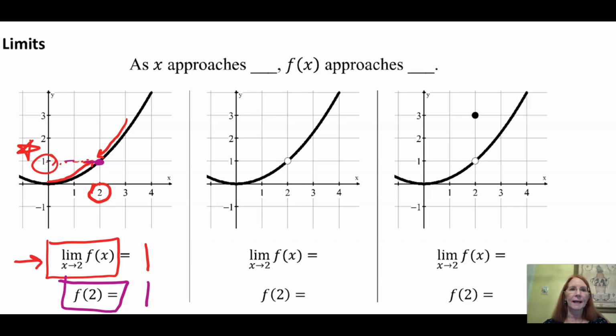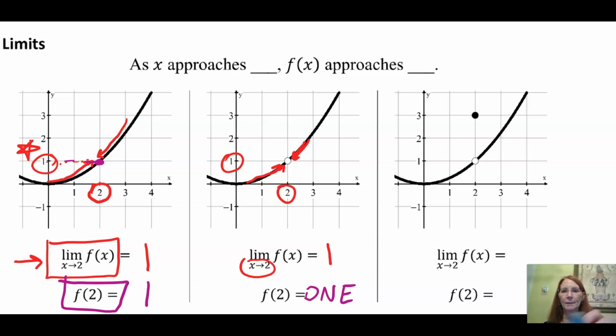But if you look at the second example, you can see that as I'm approaching 2, the x value of 2 from the left and the right, there is no y value. But the y value that the graph is trying to approach is still 1. So the limit is 1, but the function value does not exist.